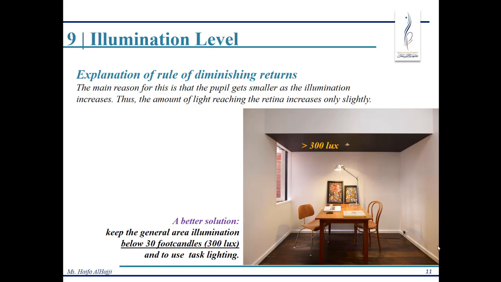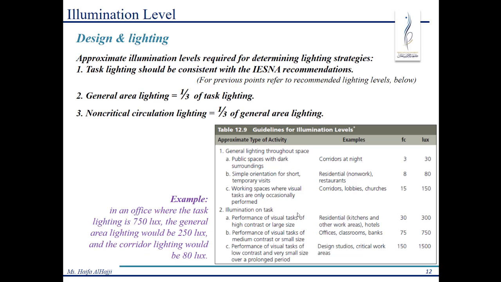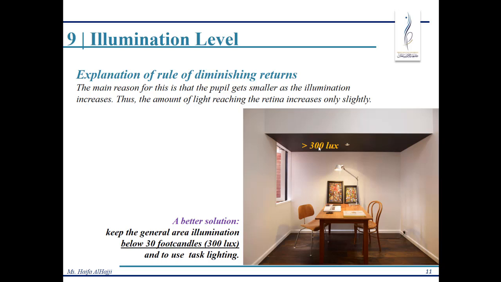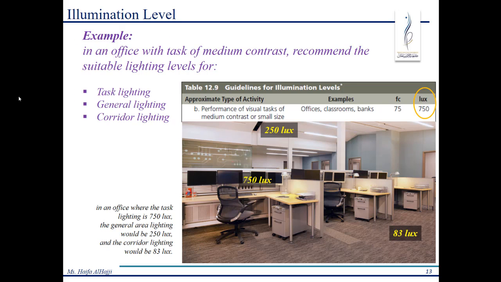for example a corridor that is leading to this room or an area that is far from this desk in this room, has to have 1/3 of the ambient lighting, which is 1/3 of the task, meaning that the non-critical room has to be 1/3 of this lighting. If it's 1/3 of this lighting, it's going to be 1/9 of the task lighting. Let's have an example. I have an example of an office with a task of medium contrast. I'm asking you to recommend the suitable lighting levels for the task lighting, which is here on the desk, and I need to know the general lighting recommendations and corridor recommendations.